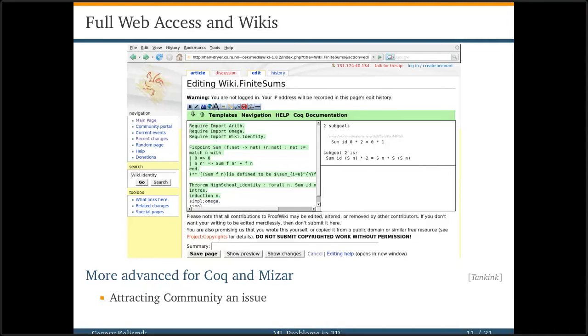Several more advanced versions of such wikis for Coq and Mizar have been developed, mostly by Cezary Kaliszyk. So this was essentially his PhD a few years ago. The main issue there is attracting a community.